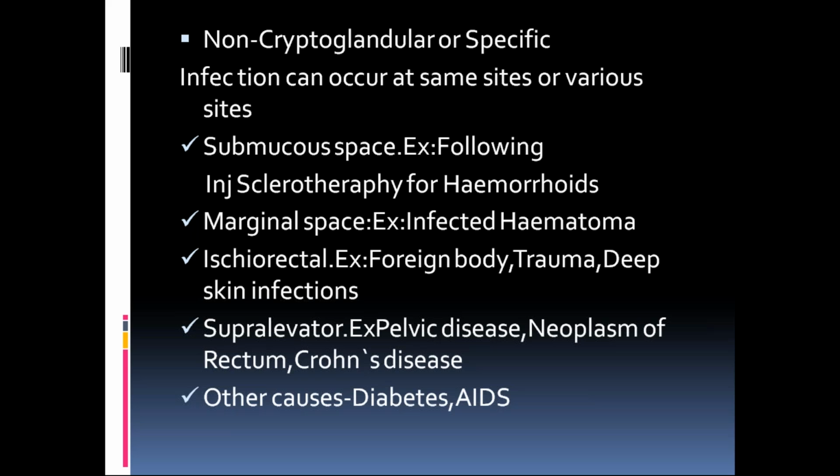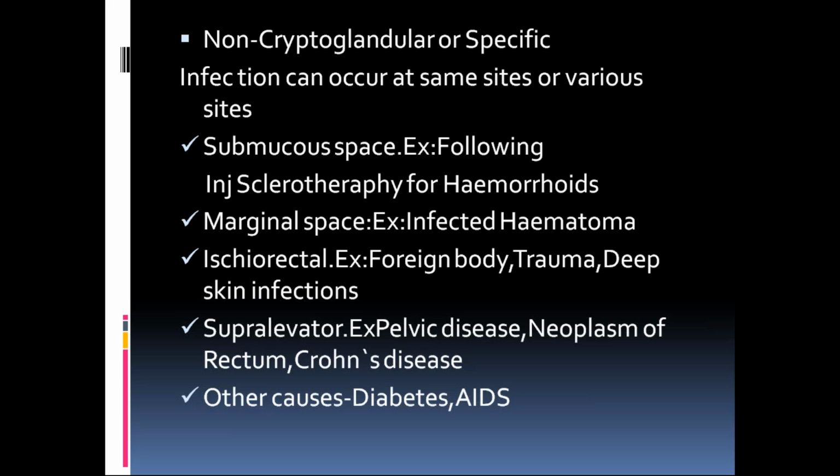Foreign body will go inside the ischiorectal fossa and form an abscess cavity. Okay, so one is foreign body, another is trauma, and if any deep seated skin infections are there, it will also go into the ischiorectal fossa.